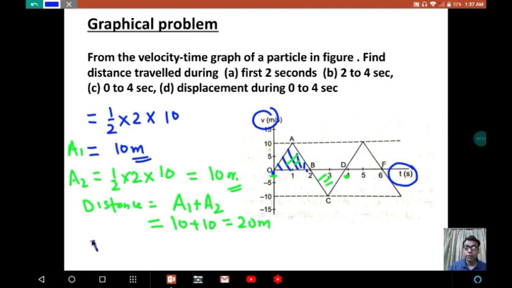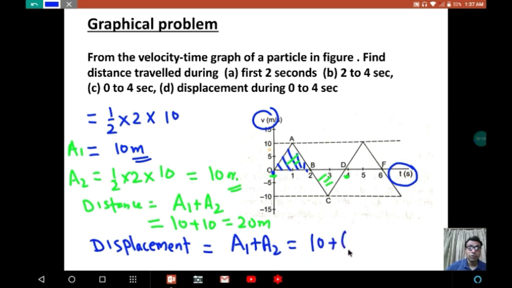So the displacement, what will be the displacement? Displacement will be again area A1 plus A2, but here we are going to put the magnitude and the direction. So 10 plus of minus 10, 10 minus 10. Why minus 10? Because the area is in negative direction. So the answer is 0. The displacement is 0 for the 0 to 4 seconds.